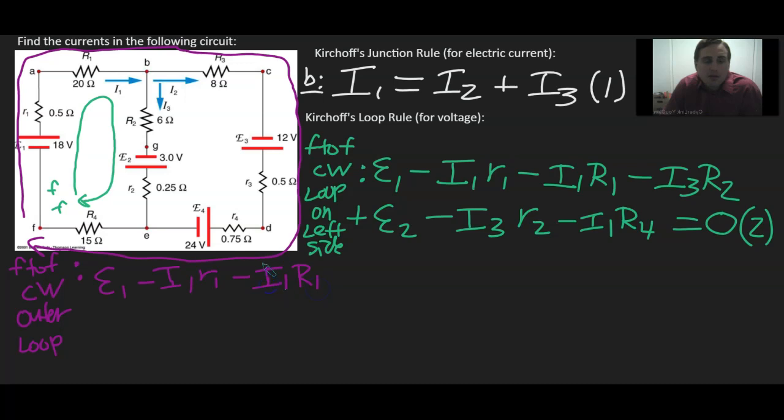Okay, good. But now we're going to go on the outer branch. So we're going to go from B towards C. We're going to go across resistor 3 with current I2. So it's going to be minus I2 times R3. Then we go across this battery in the correct direction because we're going from the negative to the positive terminal. So that should be plus epsilon 3.